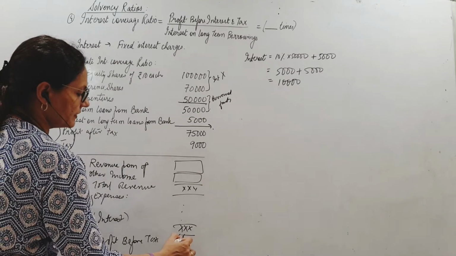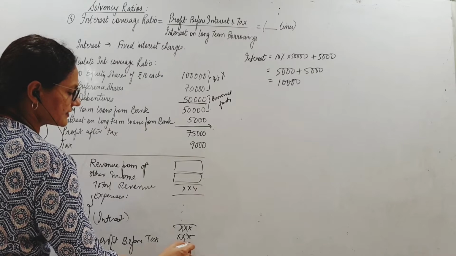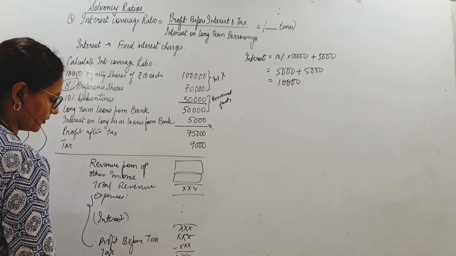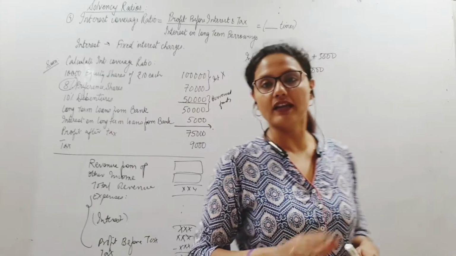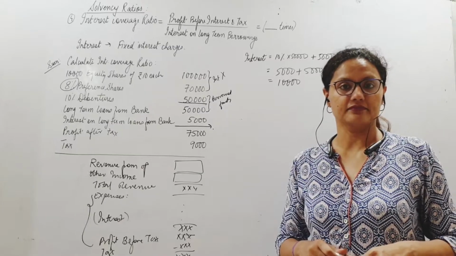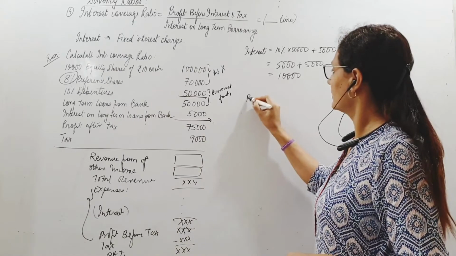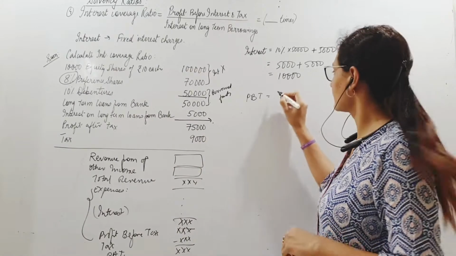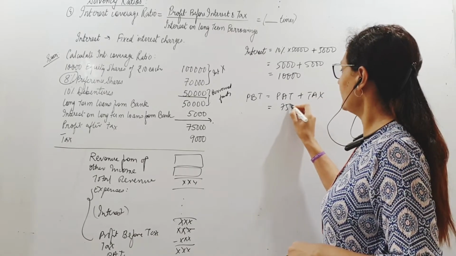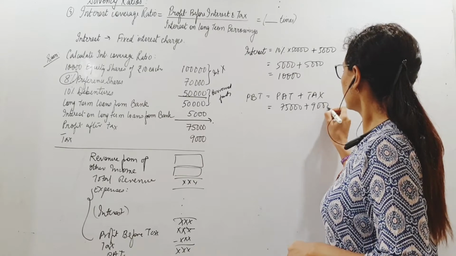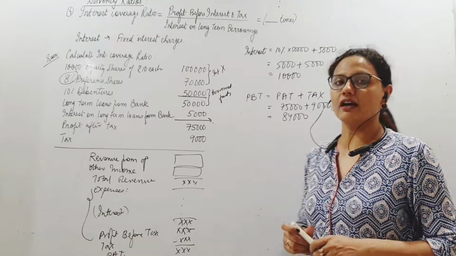Okay? This is how I get my profit before tax. And then I subtract tax and I get profit after tax. So profit after tax comes at the end. Profit after tax is given to you, meaning if I add this tax back, I will get profit before tax. Profit after tax plus tax will give me profit before tax. That comes to 84,000. Is my numerator profit before tax?